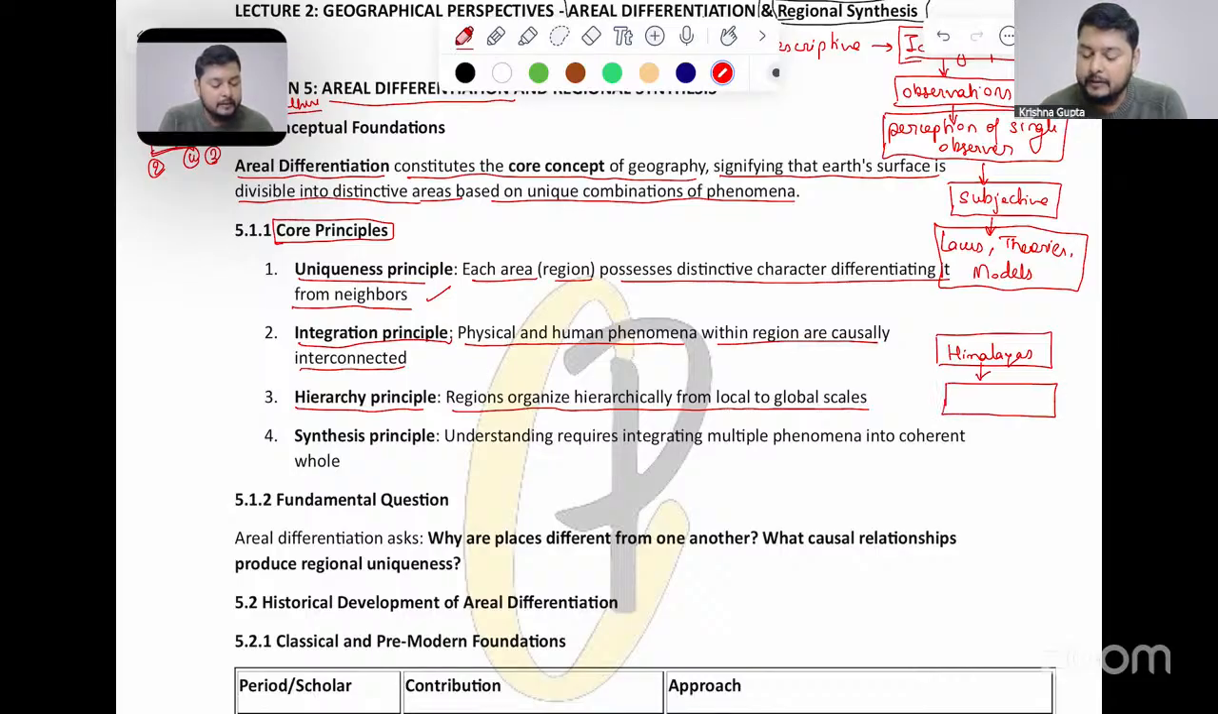For example, we have the Great Himalayas. The Great Himalayas are present in the region of Jammu and Kashmir. It is present in Uttarakhand. So these are the two regions in India where we see the presence of the Great Himalayas. Also, it is present in Sikkim. Now, I have three states here. Number one, Jammu and Kashmir. Number two, Uttarakhand. And number three, Sikkim.